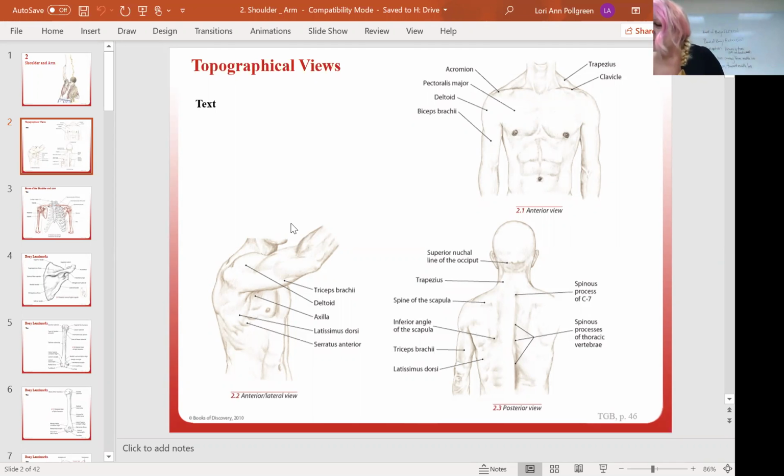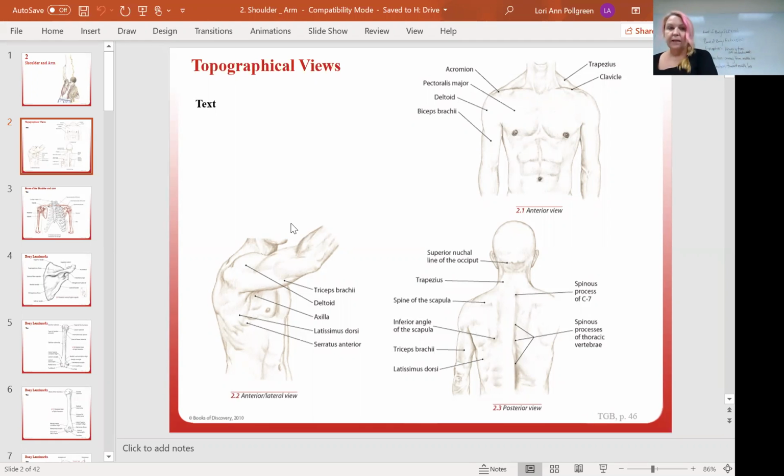You can see the shape of the deltoid, kind of looking at anterior middle fibers. We'll learn more about that. The axilla, or the axillary region of the armpit, where latissimus dorsi and serratus anterior would fall. And then finally in that posterior view, where the superior nuchal line of the occiput, where the trapezius upper fibers come up towards the neck.